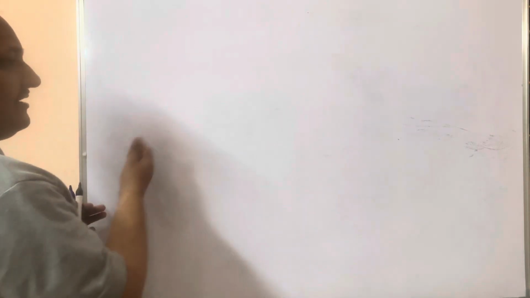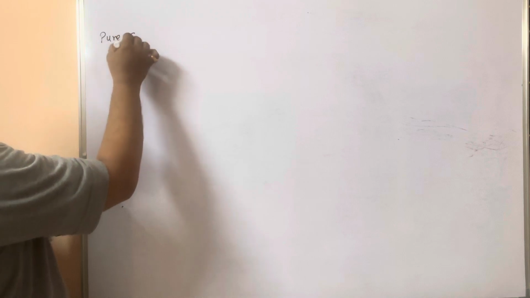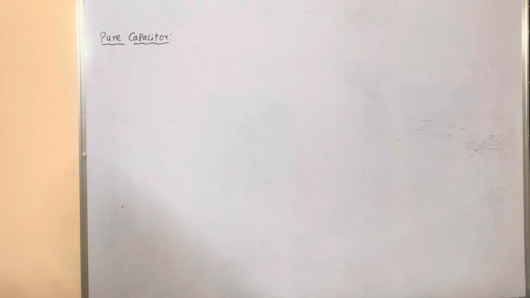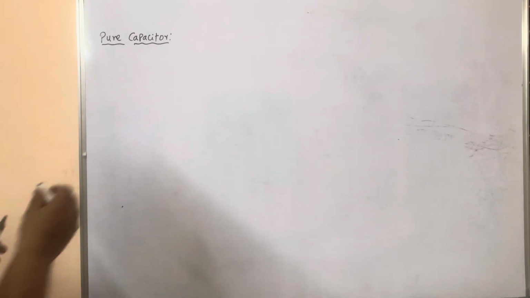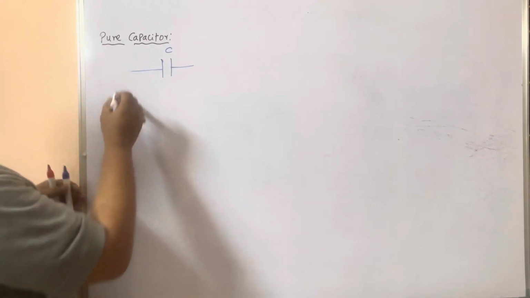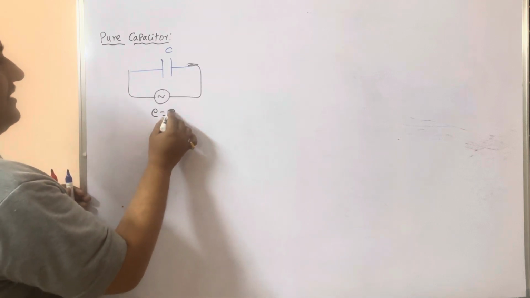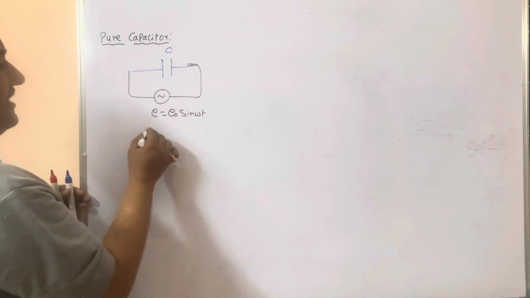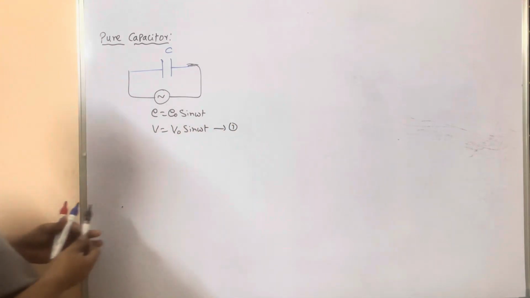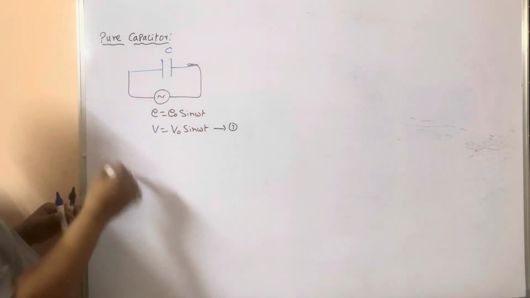In AC we have done pure resistor and inductor. We will see pure capacitor. AC source connected for pure capacitor. So if you are taking one capacitor of capacitance C, connected to a source of AC, E is equal to E naught sin omega t or V is equal to V naught sin omega t. Call it as equation number 1. Now capacitor and source both are going to be connected in parallel.